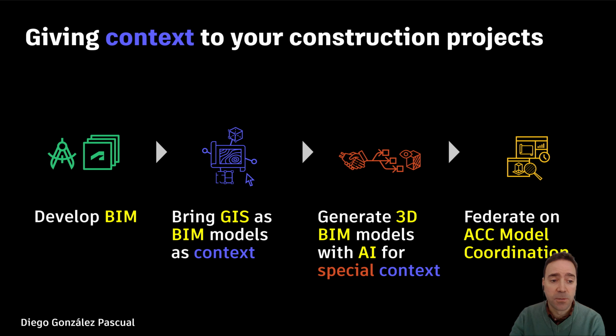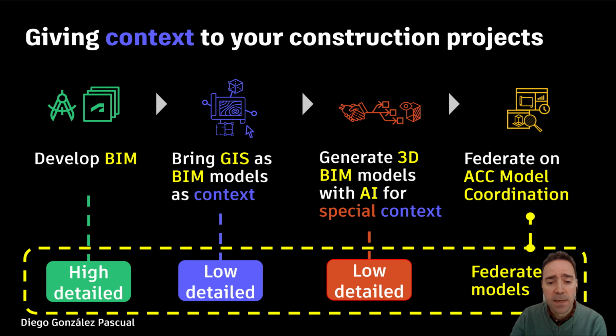Giving context to your construction project has this workflow. First of all, I recommend you create your own BIM model, then bring the GIS environment to your project as a BIM model and use it as context. Then you will proceed to the creation of the 3D BIM models with AI. This is important so that you can provide spatial context and reference to your projects. And obviously, you can federate everything by aggregating all these models with Autodesk Construction Cloud Forma Model Coordination.